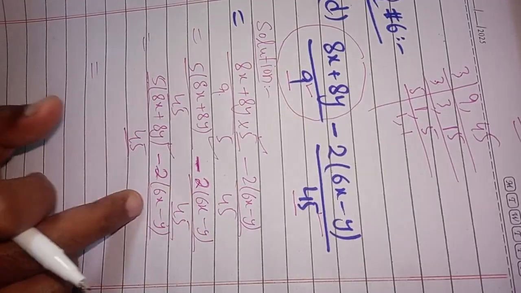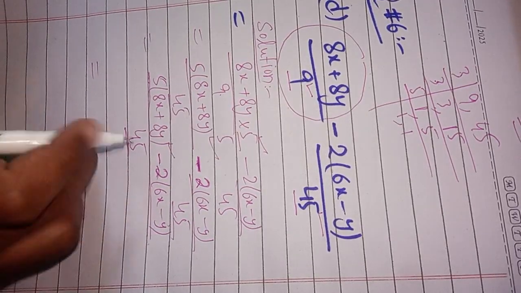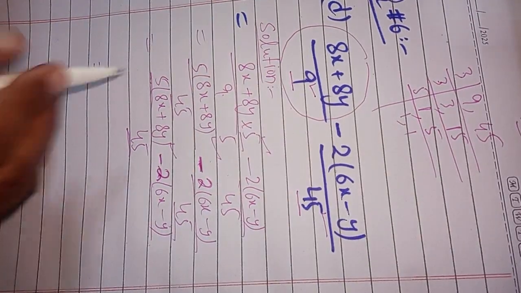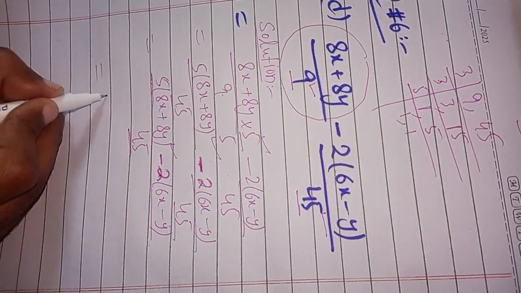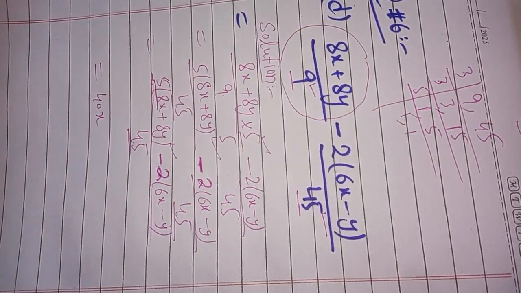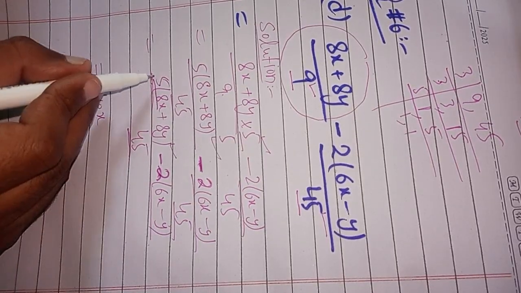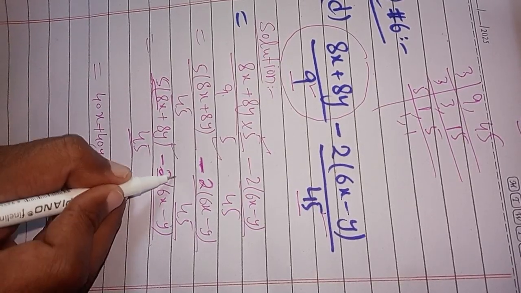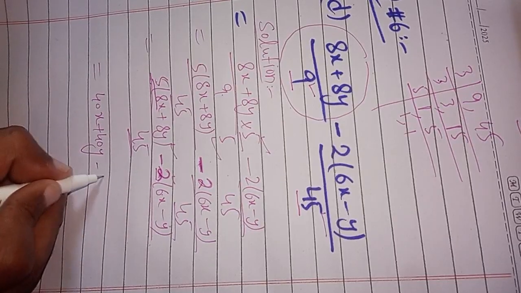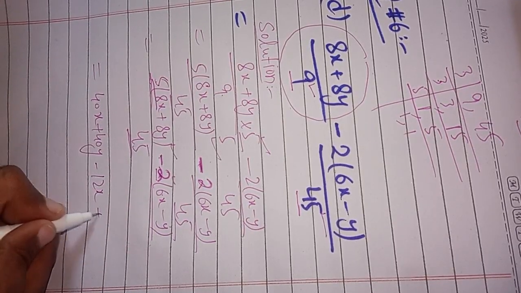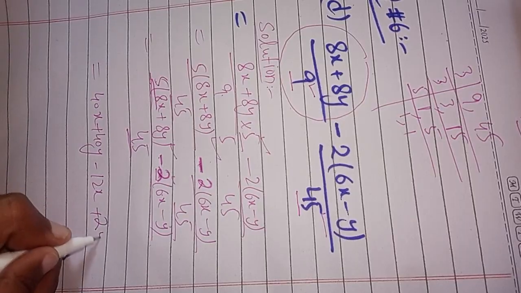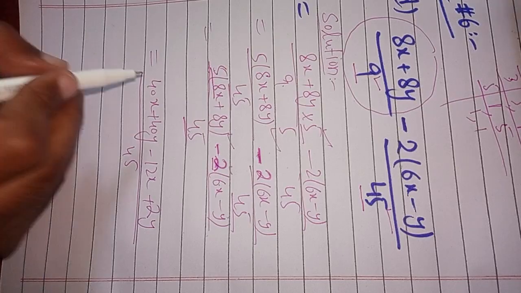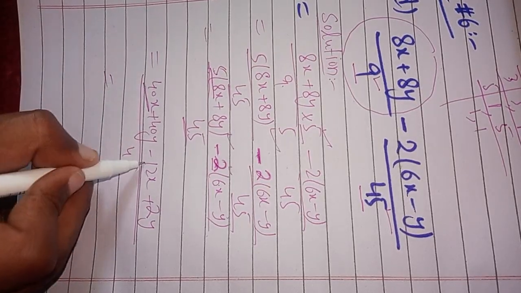Now we have to multiply the 5 inside. First, 5 is multiplied with 8x, and then 5 is multiplied with 8y. Then we multiply the 2 with 6x minus y. So 5 times 8x is 40x, and 5 times 8y is 40y. Then 2 times 6x is 12x, and 2 times minus y is minus 2y, so with the negative sign it becomes plus 2y, all divided by 45.